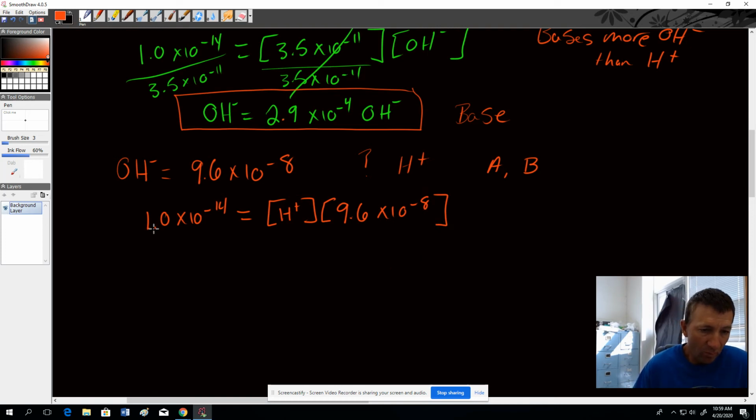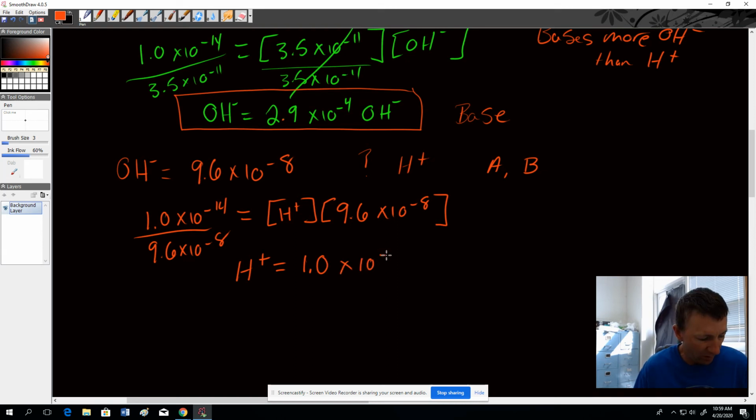Okay, we're just going to go 1.0 times 10 to the negative 14th, and divide it by 9.6 times 10 to the negative 8th. Then we get H+. Our H+, if we round to the nearest one decimal place, is 1.0 times 10 to the negative 7th H+ concentration.